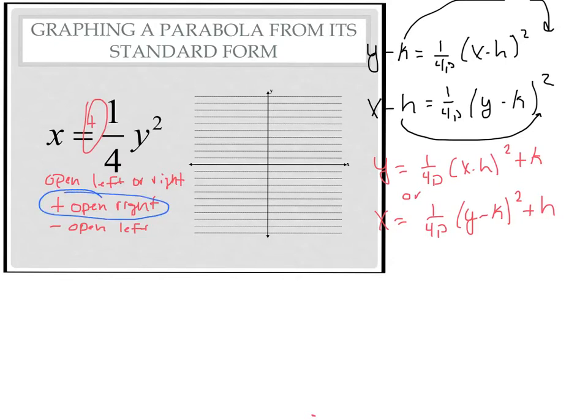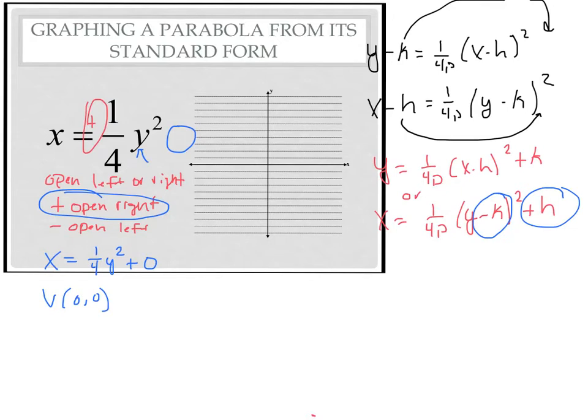Okay, so now let's go from there. What's the vertex? Well, the vertex is based off of the shift. So I'm going to look here, and I'm going to look here. There is no shift on the y, and there's no shift on the x. So this is really x is equal to 1 over 4 y squared plus 0. No shift means that the vertex is at 0, 0.